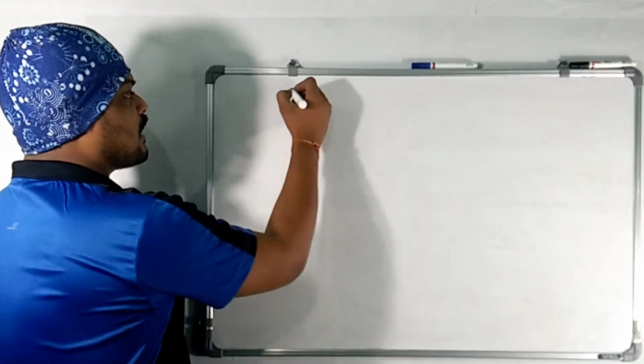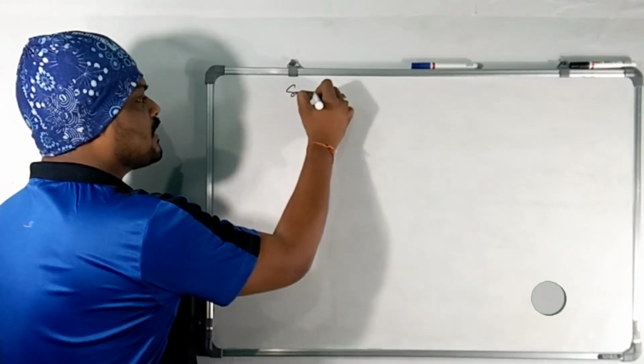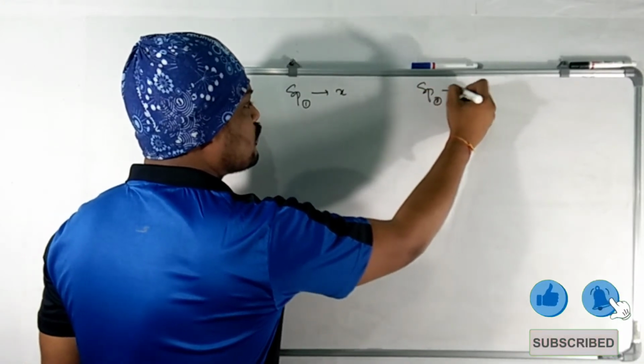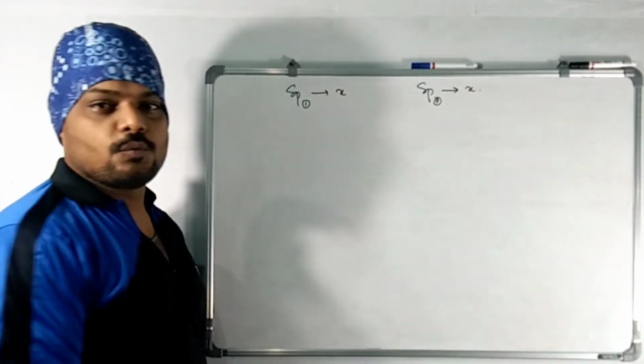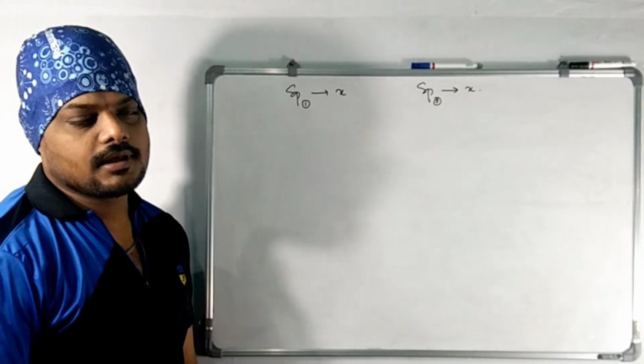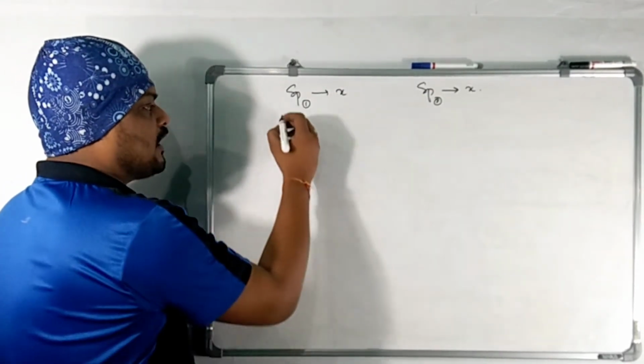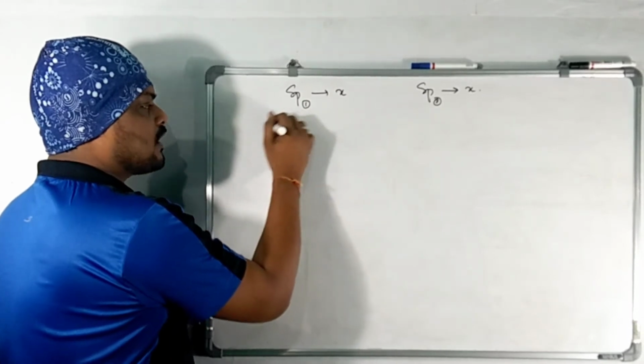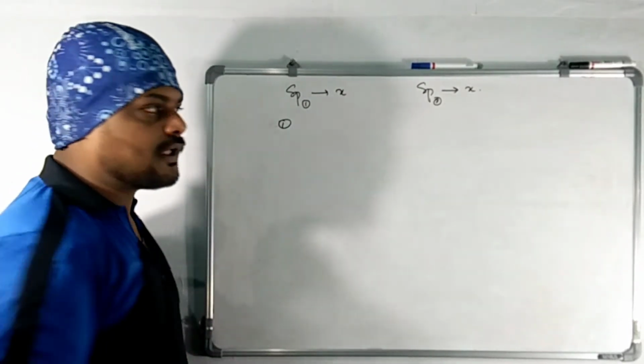So given conditions are, selling price of the first article is unknown, which I am assuming as X, and selling price of the second article is also unknown, which is also X. So here given condition, on the first article he got a loss of 33 1 by 3.